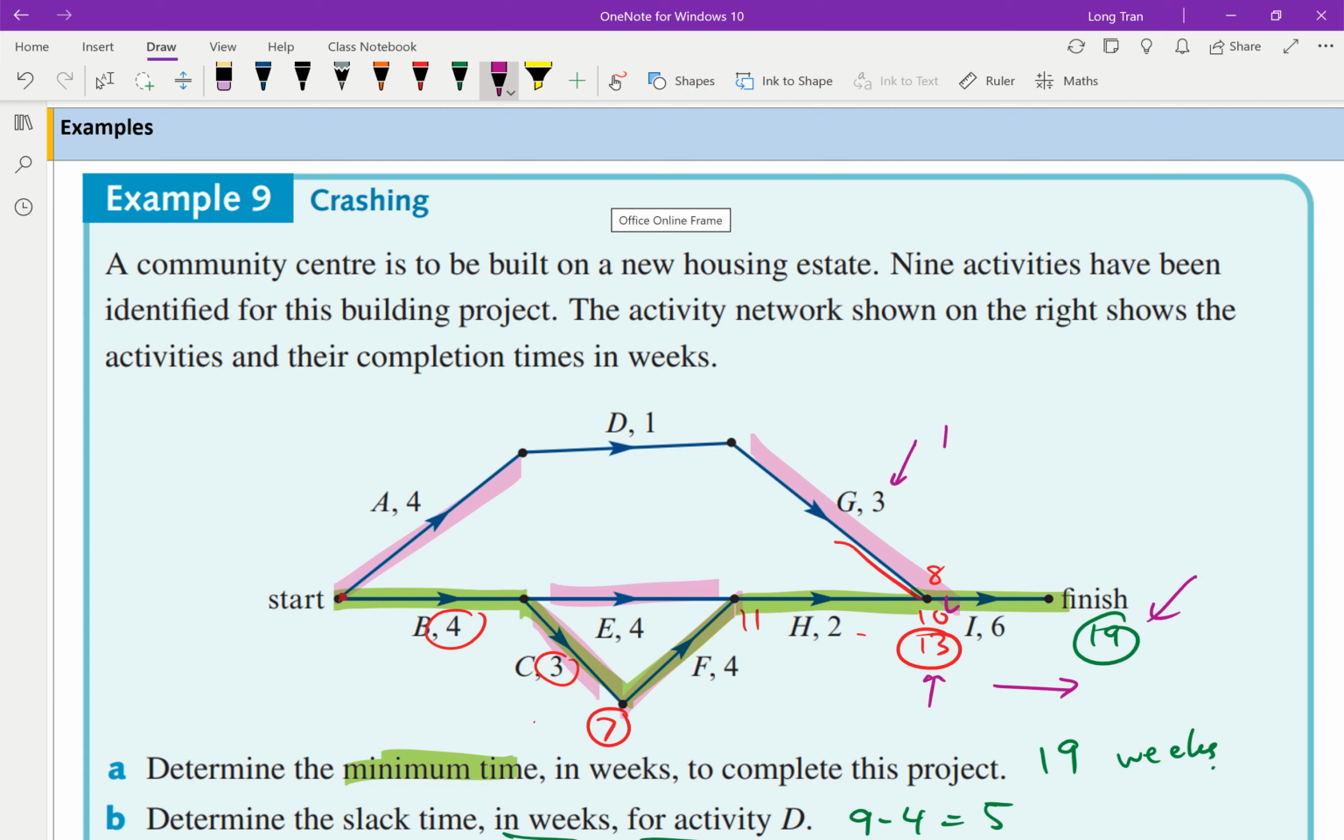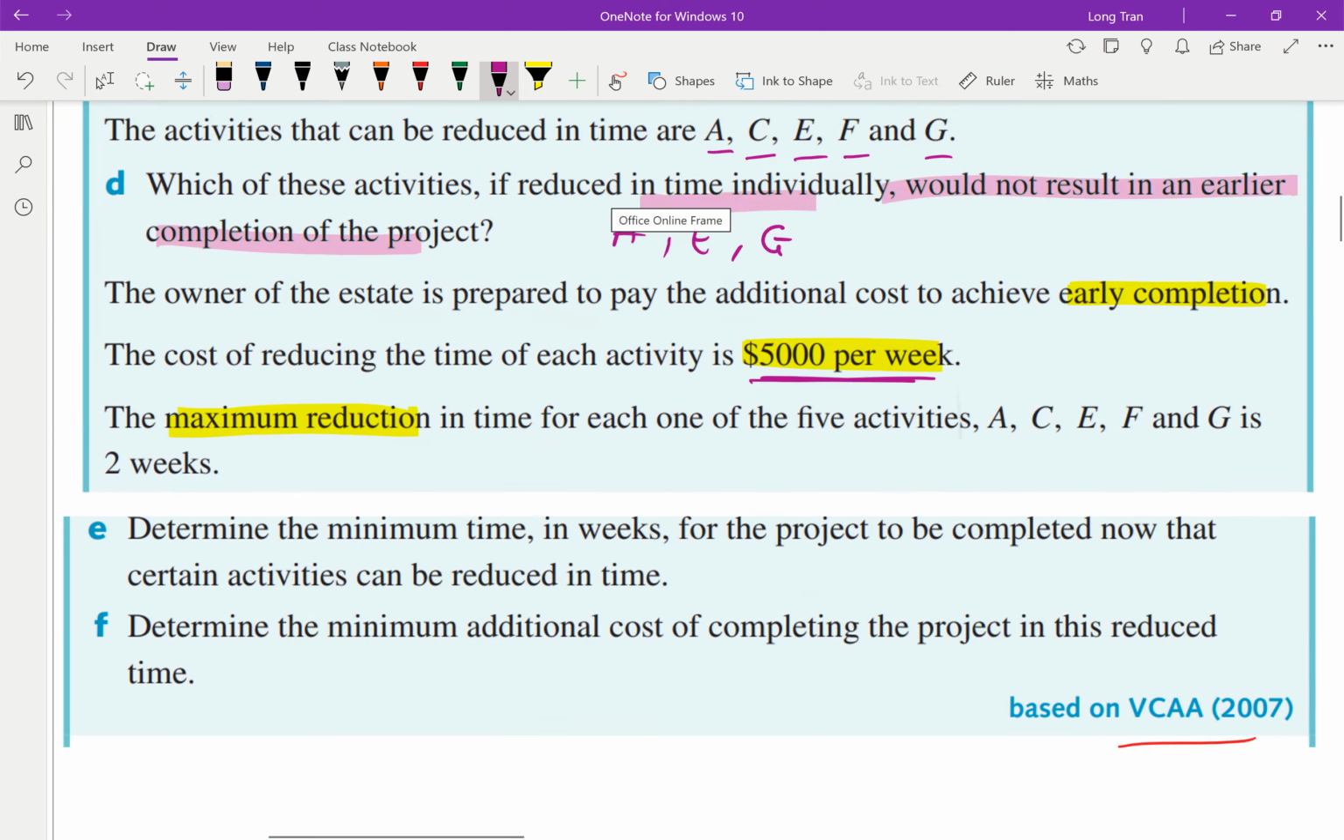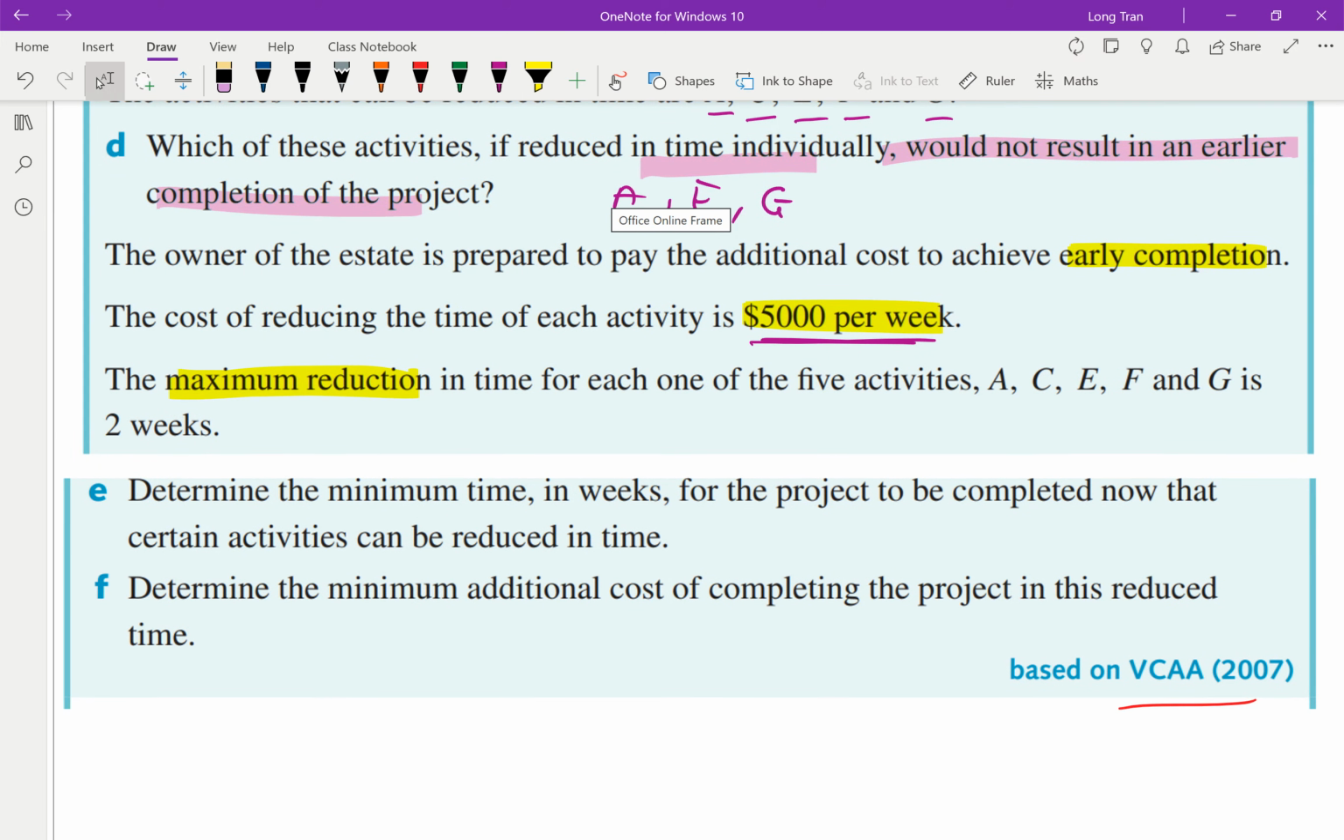So what they're asking is, which of these activities and by how much should you reduce so that you get the maximum reduction? So instead of 19 weeks, can I get 18? Can I do better than that? Can I get 17? Can I get 16, 15, or 14? And what's the cost? Because I don't want to blow my budget either. What's the best amount of cost for bang for buck? So how do you solve this? This is where intuition comes in.